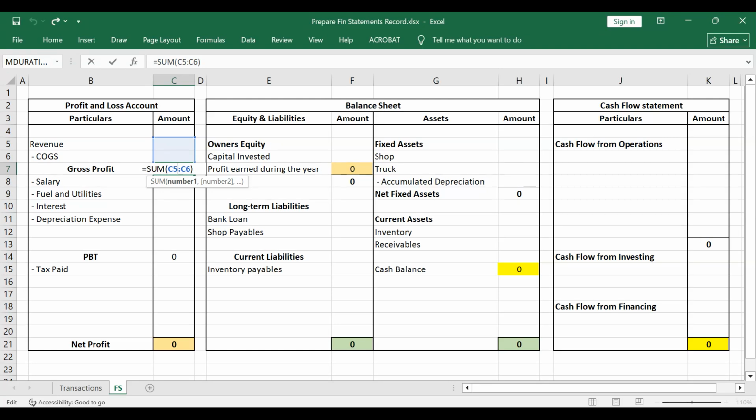Some cells also use formulas. Don't worry, they are simple and useful. The Excel file is available to download via the link in the video description, so you can follow along or try it yourself later.